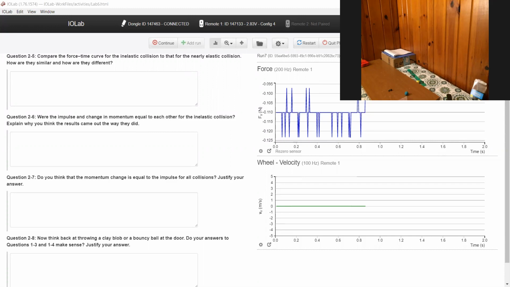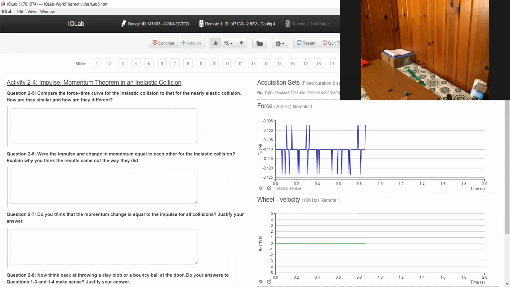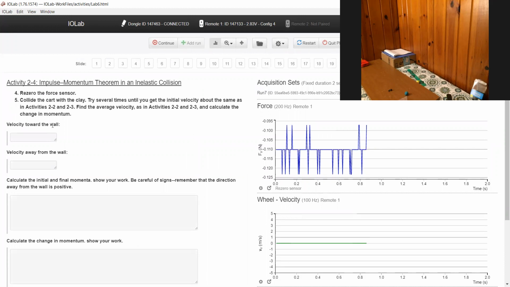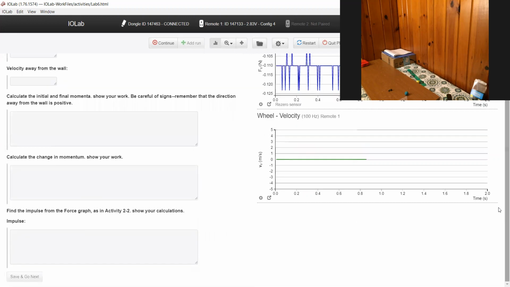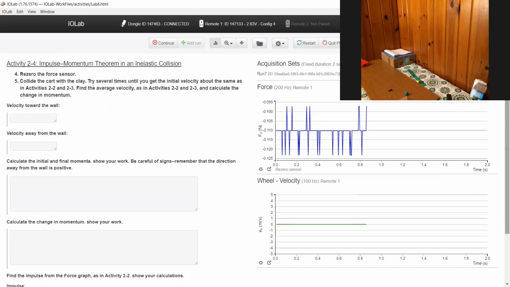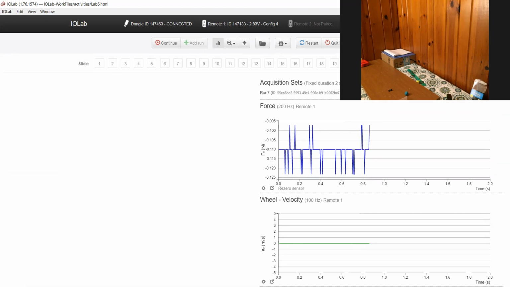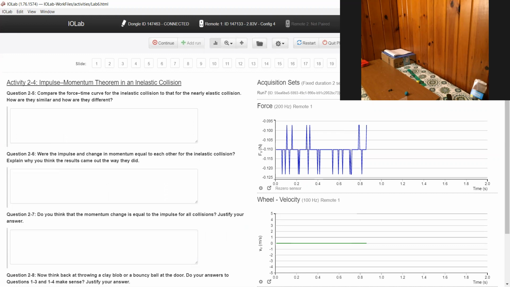Did I do 24? Hold on. Did I skip one slide? No, this measuring thing, you can do that. Velocity toward the wall, velocity away from the wall is going to be zero because it's going to stop. And then same formula, initial momentum minus final momentum, for the impulse. Okay, we can go ahead and do those. And then the next one, slide 25, is the last one.